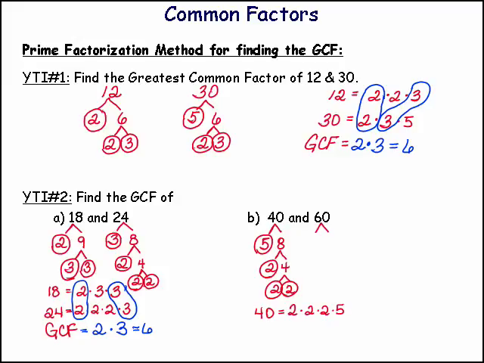How about 60? 60 might be, how about 2 times 30? You could do it that way, right? Many, many ways to do it. My way is not necessarily the only way.